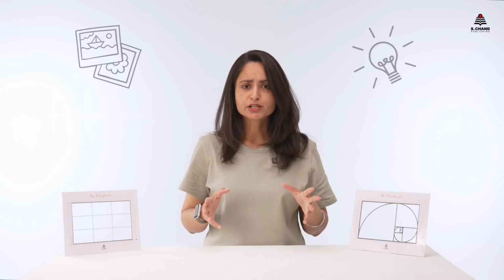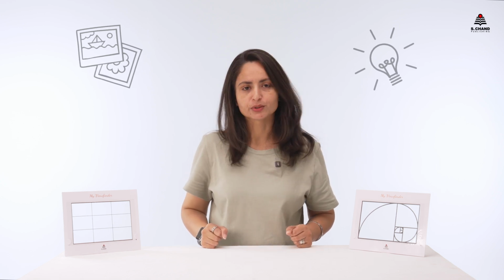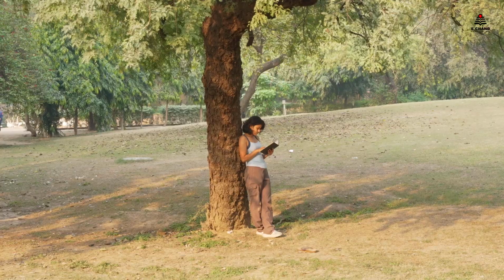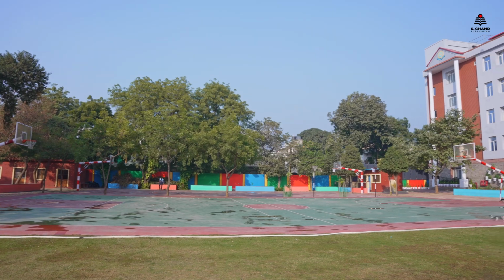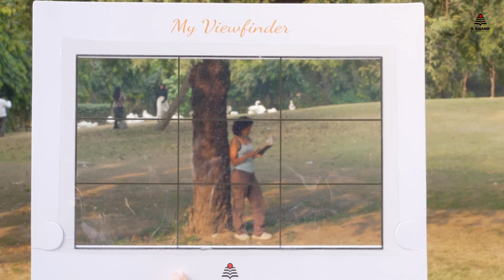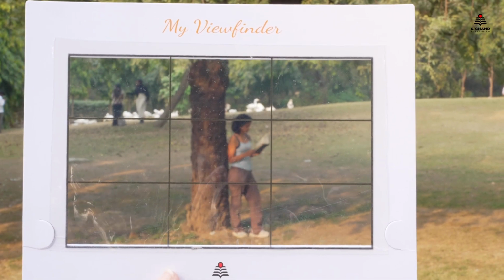Now let's understand 2 interesting composition techniques that make your photos stand out: rule of thirds and the golden ratio. Let's choose an outdoor scene to understand composition. You can choose a tree, a bench, a school gate, or any playground. Now look through your grid viewfinder and watch how the lines guide your eye.